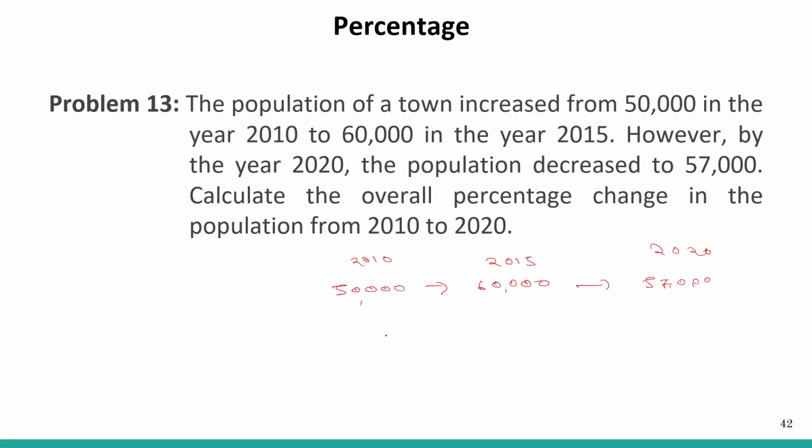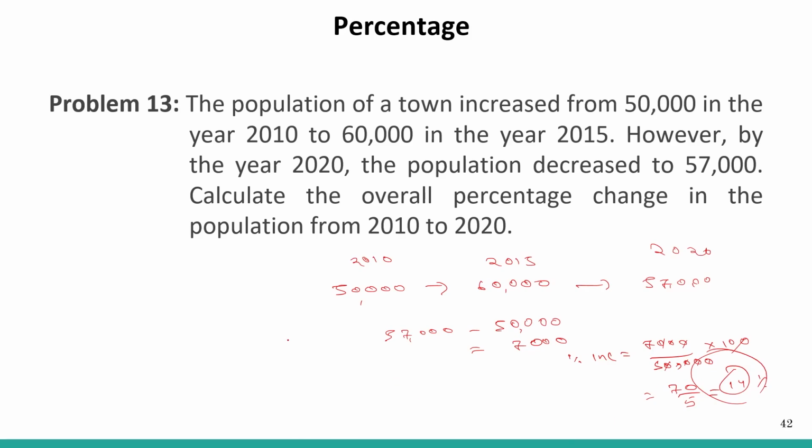So the overall change was 57,000 minus 50,000. The difference is 7,000. So the percentage increase is equal to 7,000 by 50,000 into 100. So 70 by 5 is equal to 14. So a 14% change, or 14% increase in population.